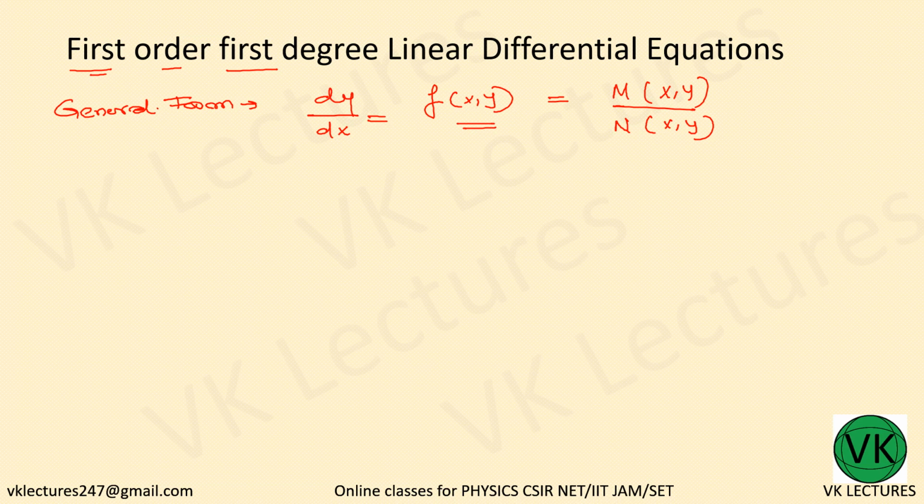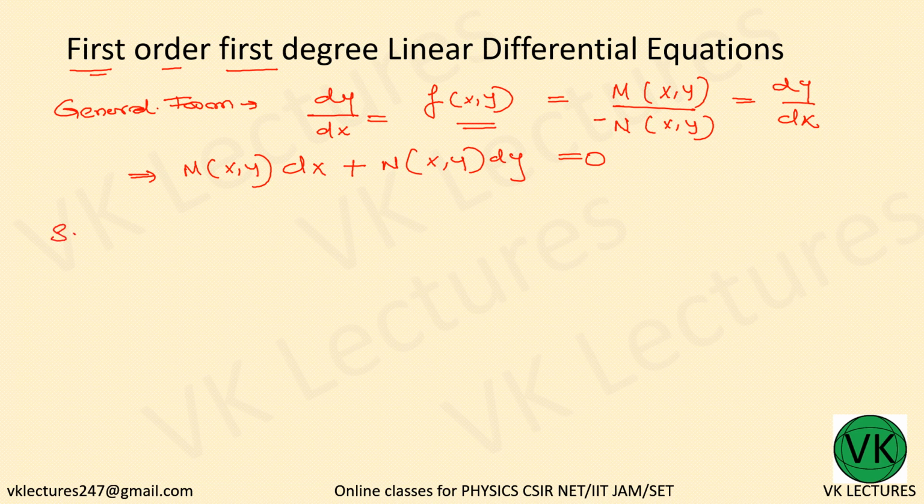Now m of x comma y, you write it as equal to dy by dx. So you can write m of x comma y times dx minus n of x comma y times dy equal to 0. Or if you want this to be written as plus, then also you can write it as plus, and the only thing you need to change here is to put one minus somewhere here.